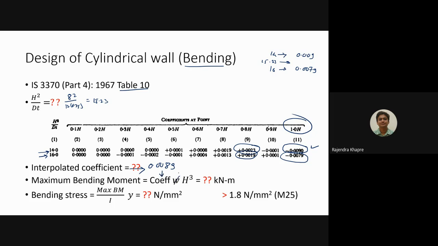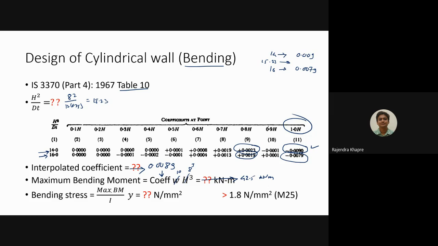Now, in the same table, equation is given to calculate the maximum bending moment. So this equation will remain same. The density of water is 10 and height is 8 cube. Okay. Give me the value of maximum bending moment, please. 42.5. 42.5 kilonewton meter.